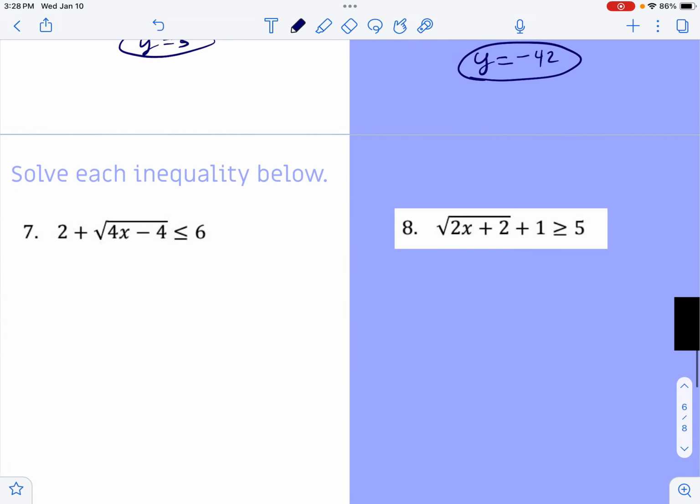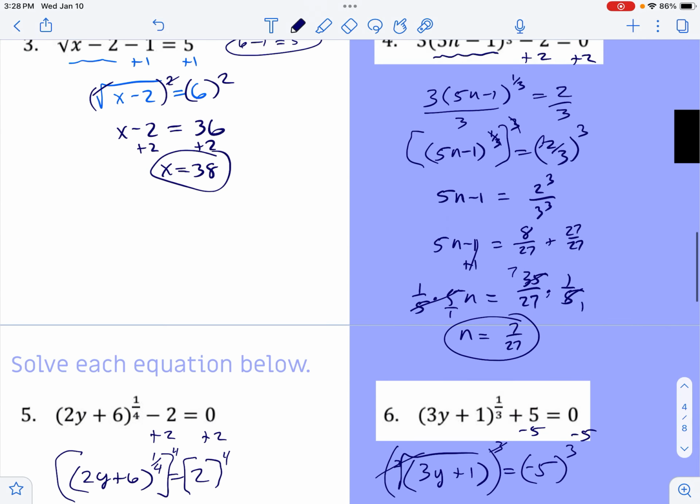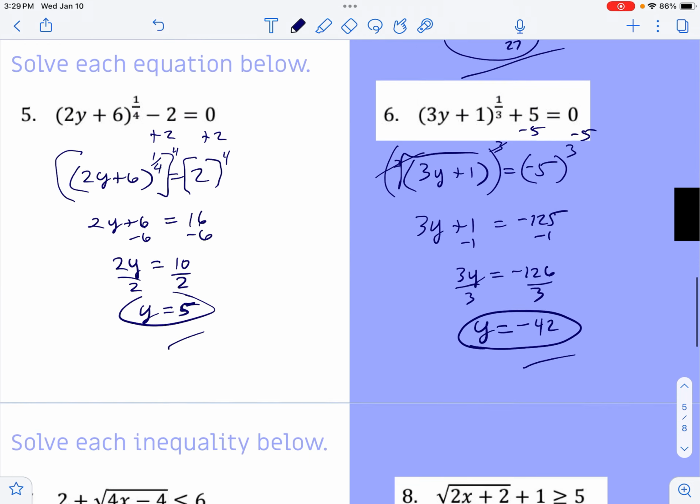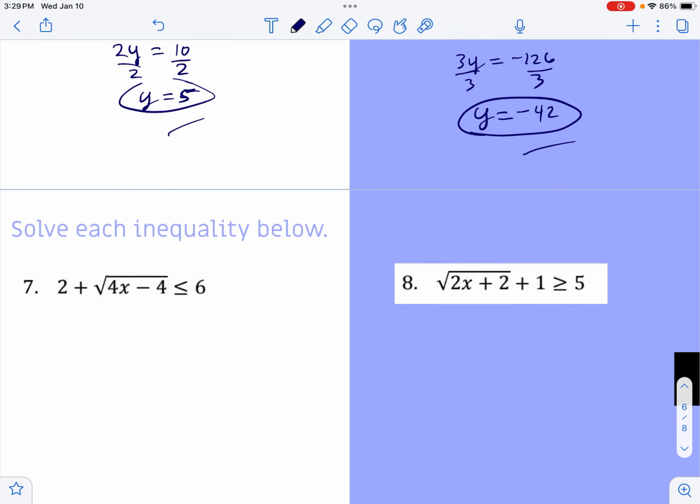Okay, inequalities. These are all one answer: 38, 7/27, negative 42, 5. One answer. These, you're going to get more than one answer. Infinitely many answers. Like we're going to get x is less than or equal to something. I don't know what it is. You have to be careful with these because you can't take the square root of a negative number. So you have to check and make sure your answer isn't affected by what could possibly be the domain. So we're going to check this in a minute here.